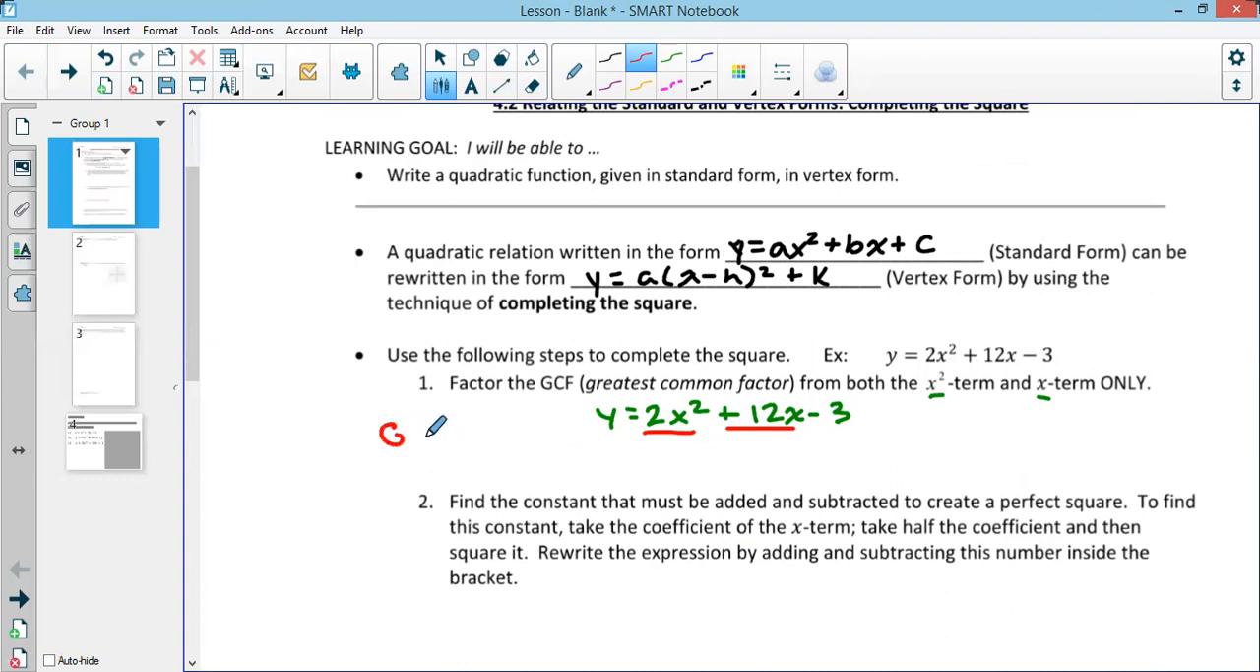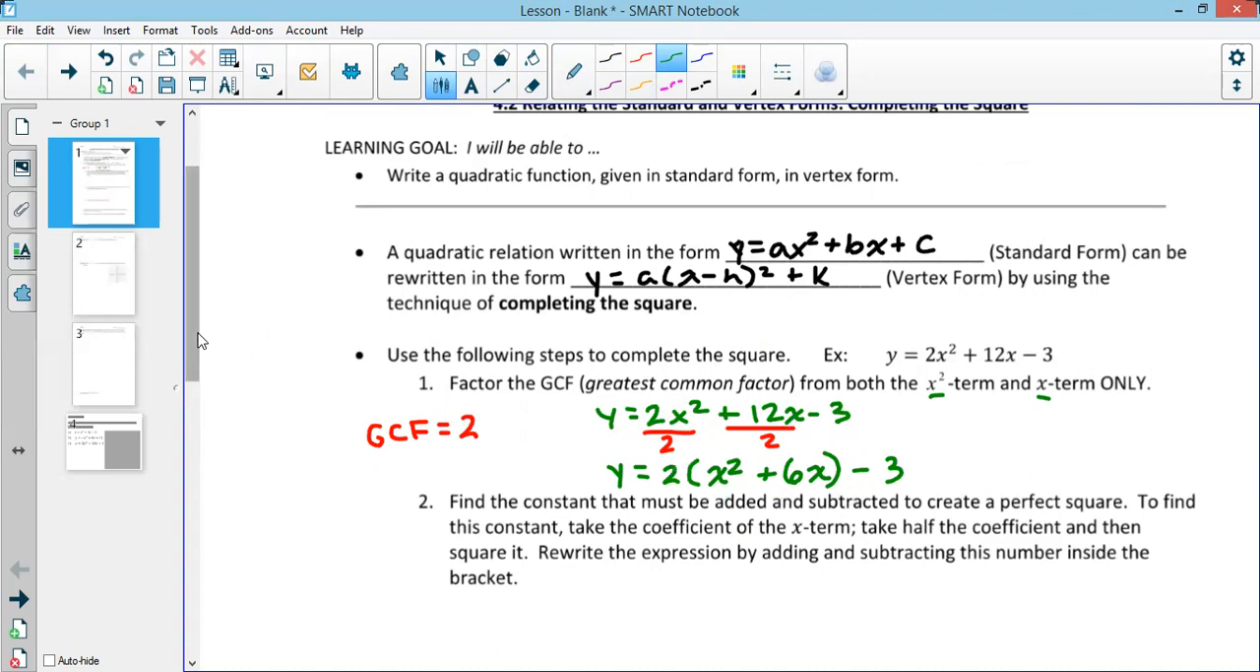So that greatest common factor is going to be equal to 2. Just in terms of the number is what we look at. So in this case, it is that 2. What we can do is divide each of these by 2, and we factor out that 2. These cancel each other out, and we're left with x squared plus 6x inside our bracket, and then we do our subtract 3.